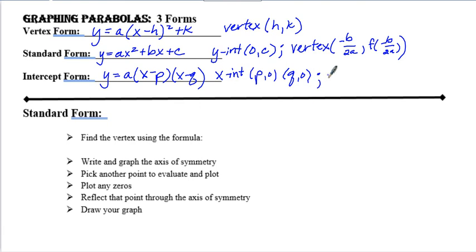Now the vertex on this, if you think about it, is found smack dab in the middle of the two x-intercepts. So if you were to take p plus q divided by 2, or the average of p and q, the middle of p and q, you'd have the x value of the vertex. And then similarly for standard form, we just take that x value and plug it into the original to find the y value of the vertex. So it's just f of p plus q over 2. So let's get into some examples here.